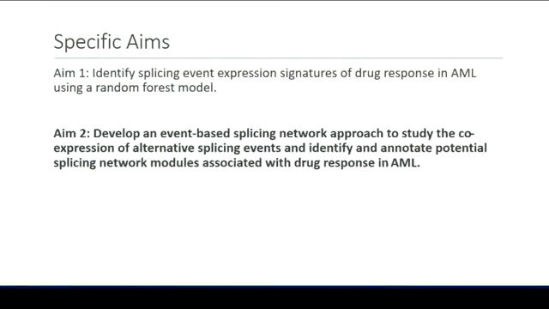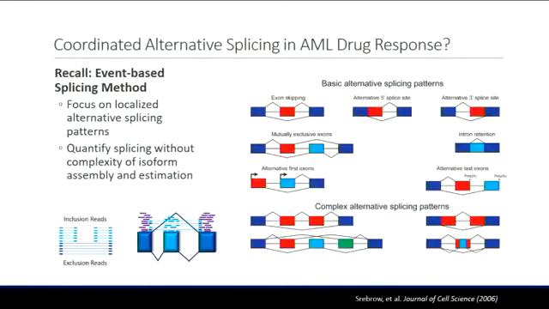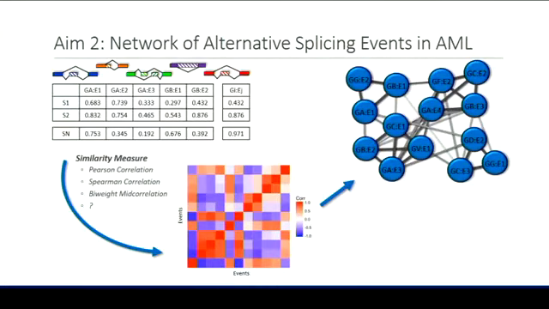And so this leads me to my second specific aim, which is to develop an event-based splicing network approach to study the co-expression of alternative splicing events and identify and annotate potential splicing network modules associated with drug response in AML. So how I'm going to do this: if we recall the event-based splicing method, where we quantify splicing in the form of these localized splicing events, we quantify these events for all the events that we can find across all of our samples, and then we build a correlation network using the quantified percent spliced in and other splicing events from our samples.